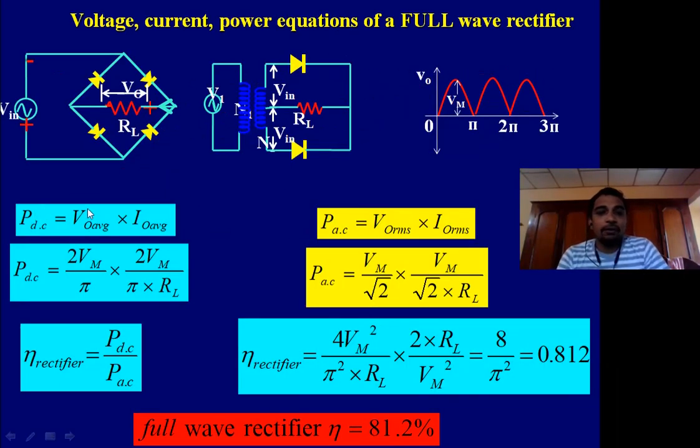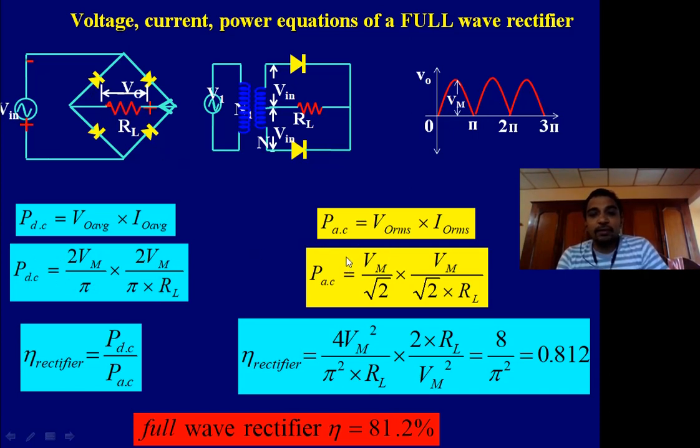Output DC power is V naught average into I naught average, or V naught DC into I naught DC. These two we have already derived: 2 Vm by pi, 2 Vm by pi into RL. So 4 by pi square into Vm square by RL. This is the output DC power available at this resistor.